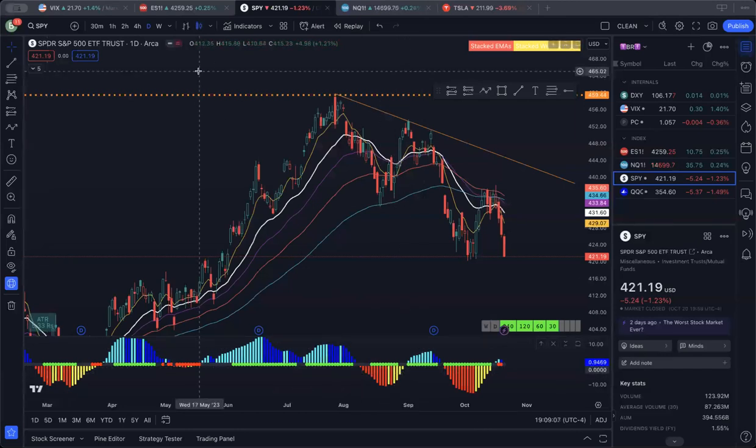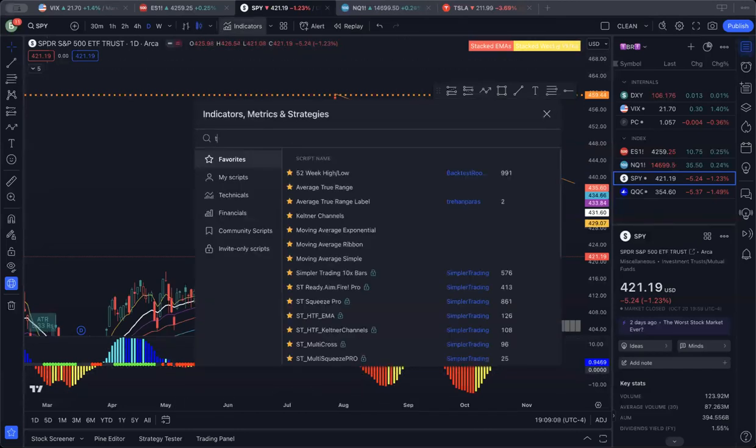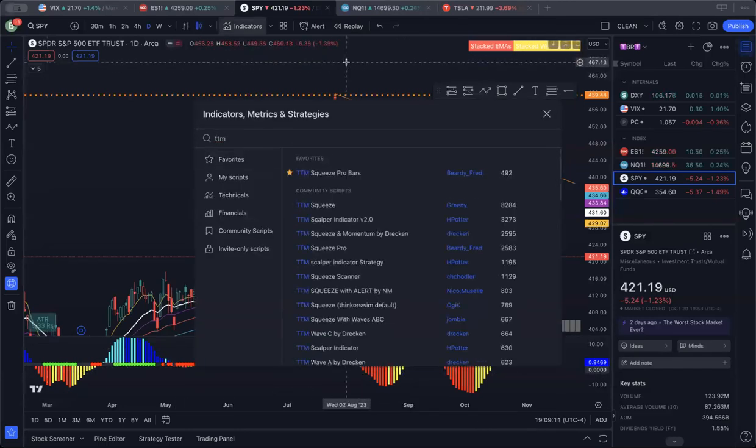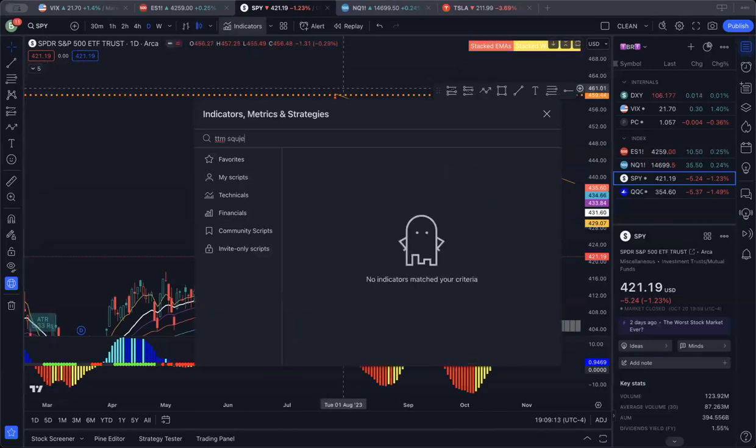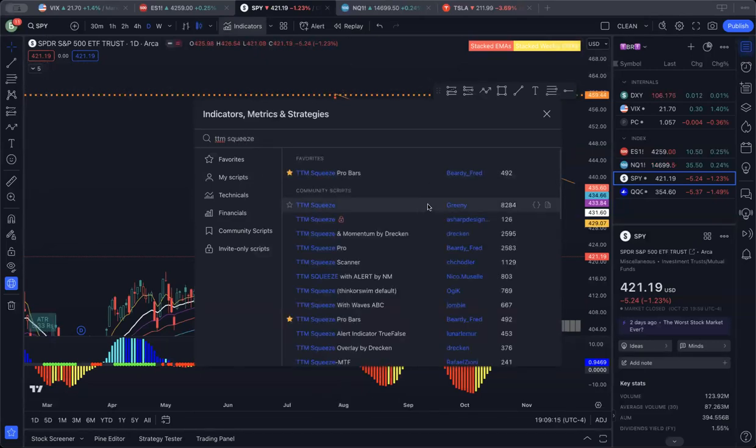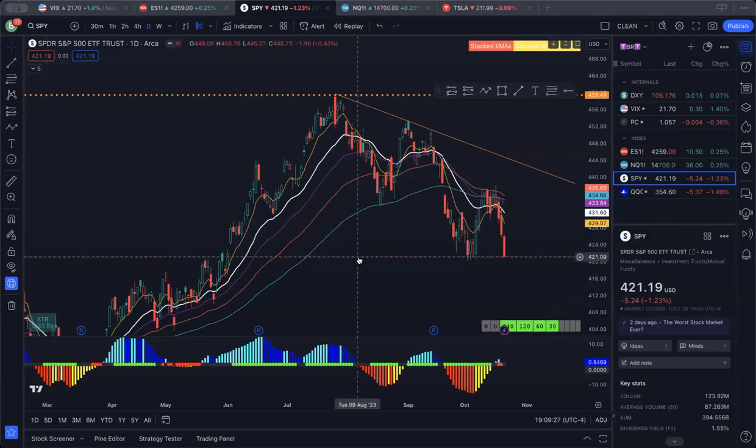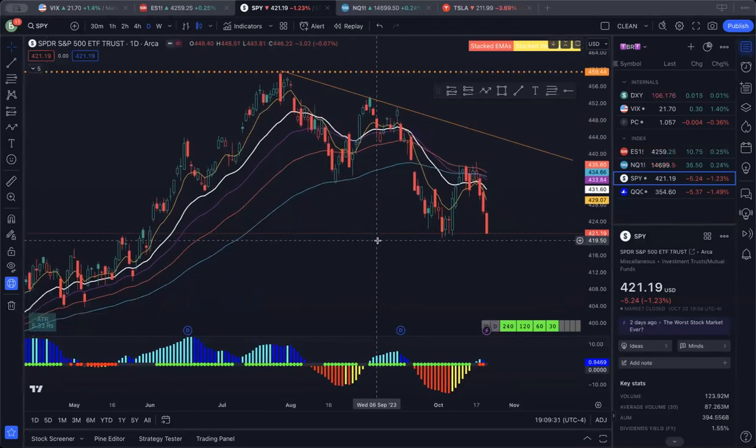And then this is the squeeze, which if you look up squeeze, it's this, it's by Beardy Fred right here. TTM Squeeze Pro by Beardy Fred. That's the one that I use. So I have the EMAs on here. I have the squeeze, and that's really it. I don't use anything else.